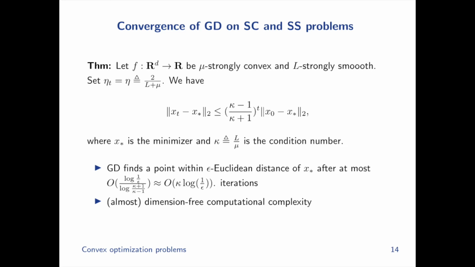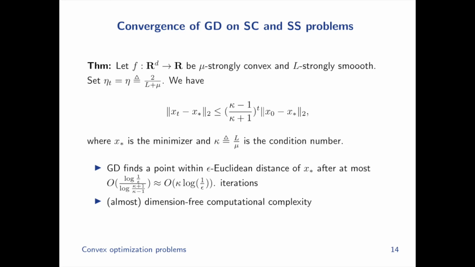Okay, so if you take this type of linear convergence result and play a little bit with it, what you see is that, roughly speaking, it takes on the order of kappa, where kappa is the condition number, times log 1 over epsilon iterations to get you a point that is guaranteed to be within epsilon Euclidean distance of the minimum. Now, this is actually a very nice result for two things.